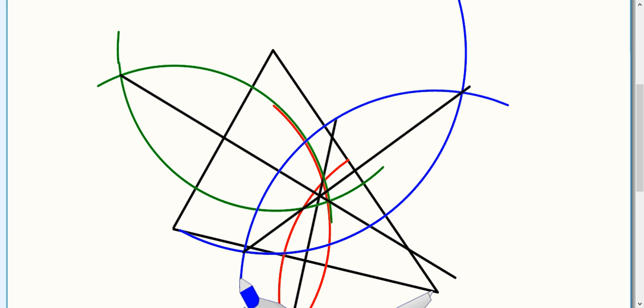And again, all three of those lines intersect at one point right here. They are concurrent. It's special. Three lines don't always intersect like that. And that's called the circumcenter.